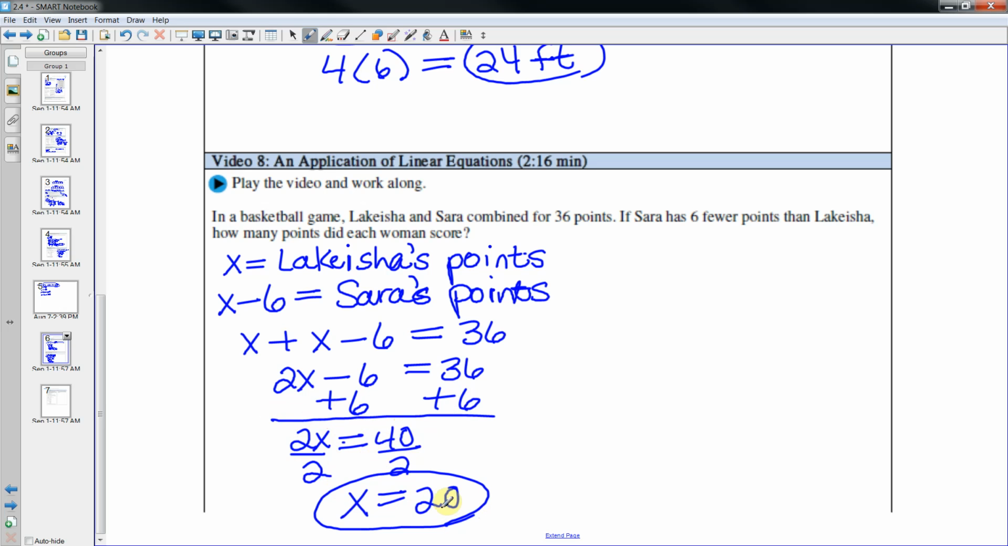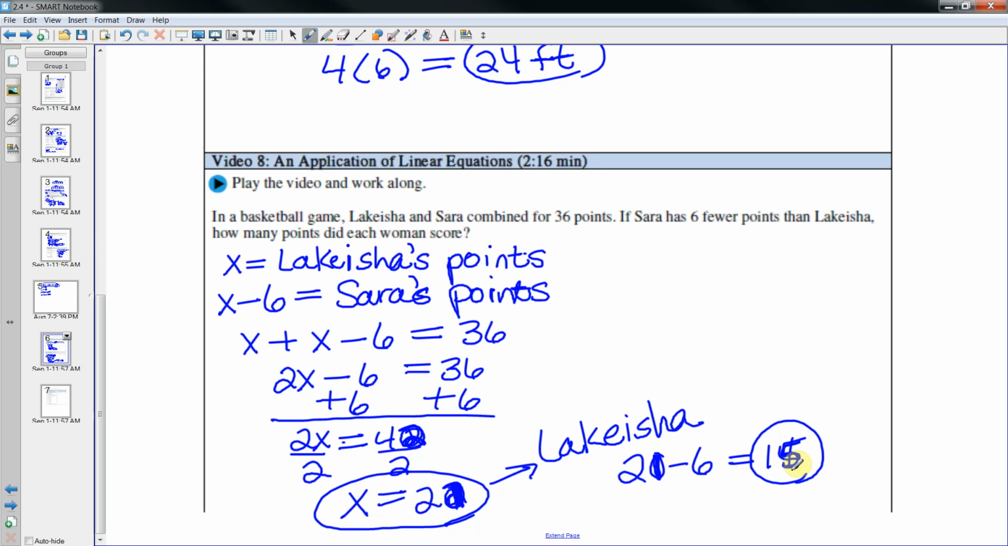Alright, so that's how many Lakeisha scored. Remember, so that's Lakeisha. Sarah was 6 points less than that. So 20 minus 6 would be 14. No. I did something wrong. 36 plus 6 is 42. Somebody didn't catch me. So that would be 21. I'm so sorry. 21 minus 6 is going to be 15. I'm thinking I'm working ahead and adding these two numbers, and they don't add up to 36 points. So I messed up here.